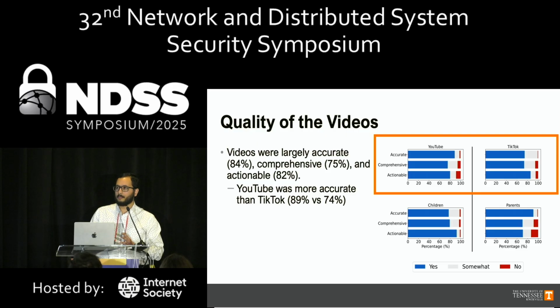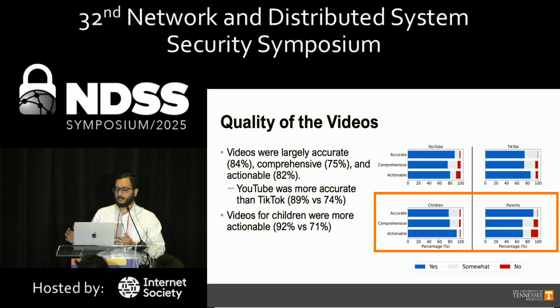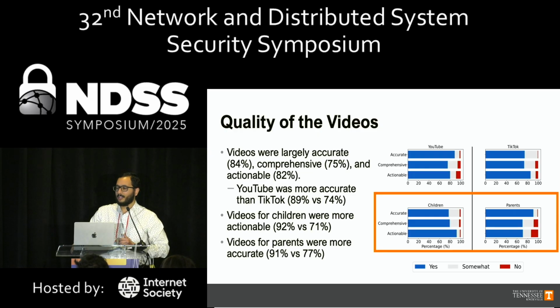TikTok was more of a brief overview, with general topics for their videos. YouTube was more in depth. Some of these differences are due to the nature of the platforms. When we consider the difference in audience, we find that videos for children are more actionable by a decent margin, and videos for parents are more accurate, also by a good margin. And this is one of the first concerns that we noticed, because if videos are actionable but not accurate, this could lead to unforeseen risk for children, for example, where they're not aware of what the implications of the steps they're following could be.